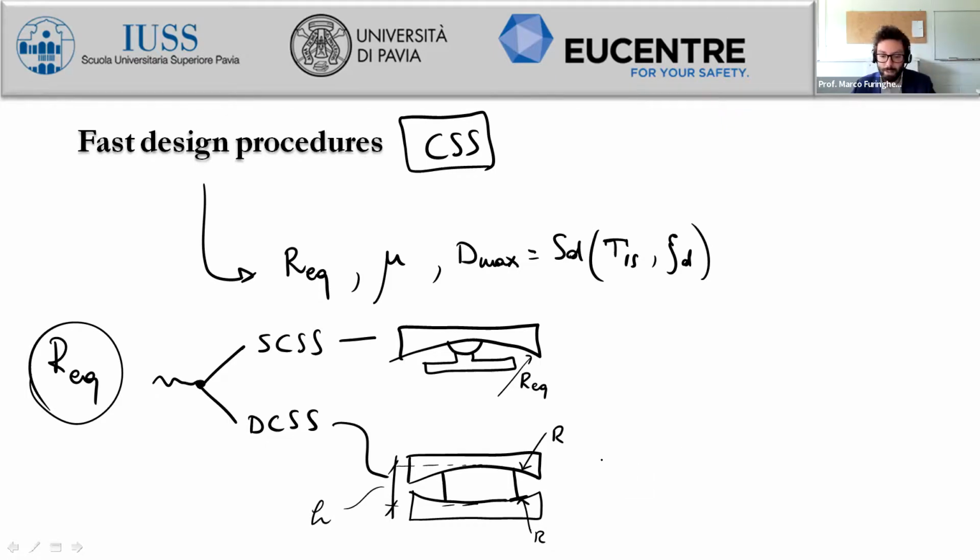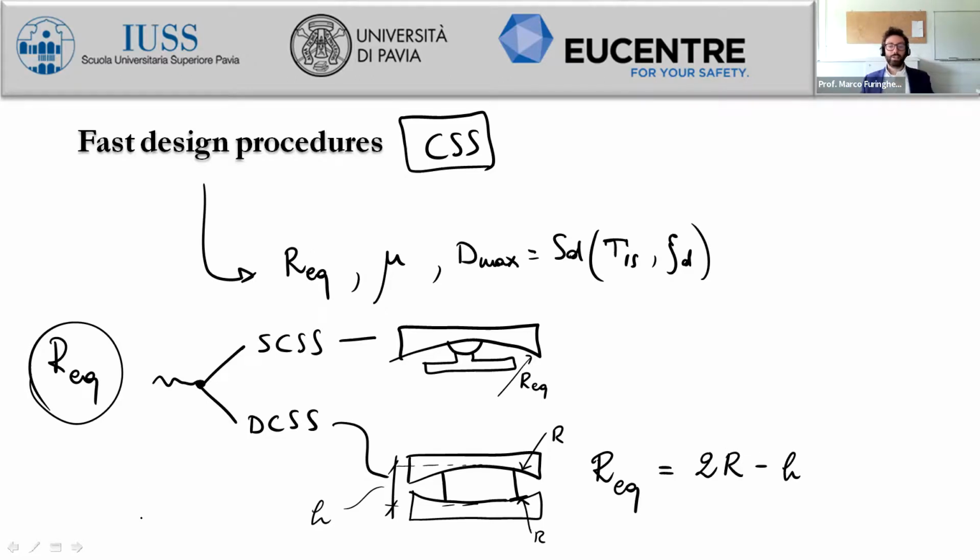For this case, you will find in the literature a lot of initial research articles by Professor Michael Constantinou at the University at Buffalo, who provided the patent of this technology. The equivalent radius of curvature, which is the mechanical parameter to consider for the hysteresis loop, is equal, for this device, to 2 times R minus h.